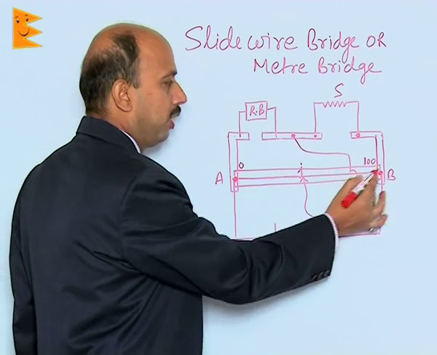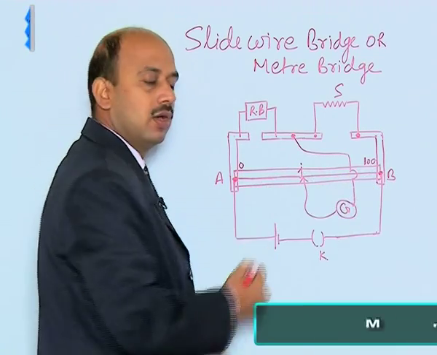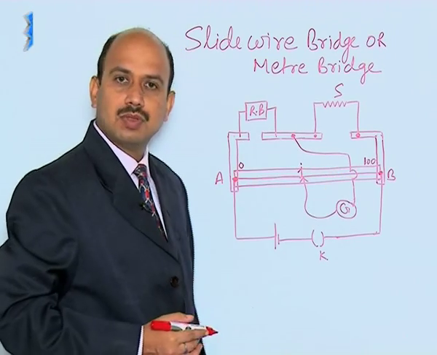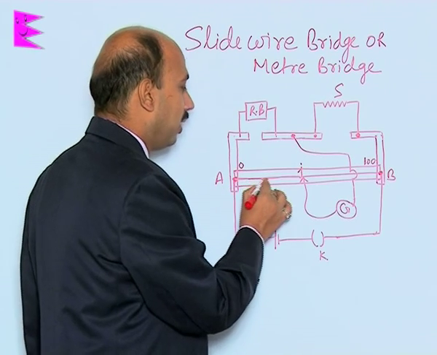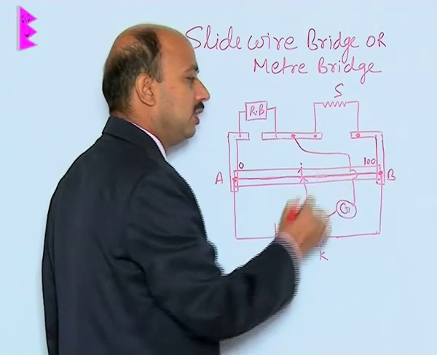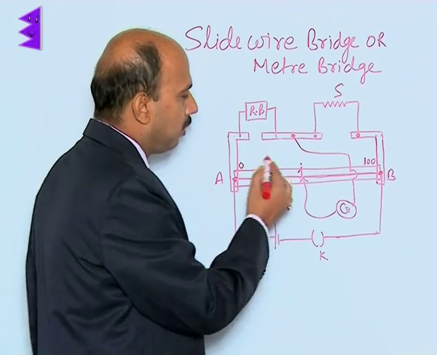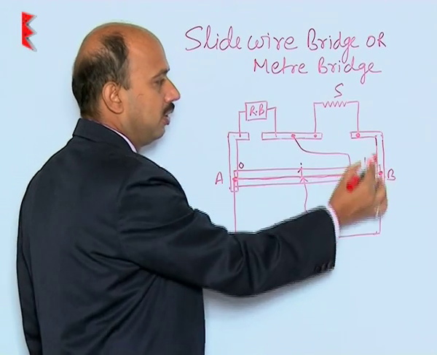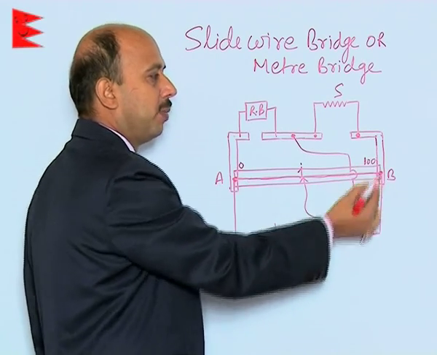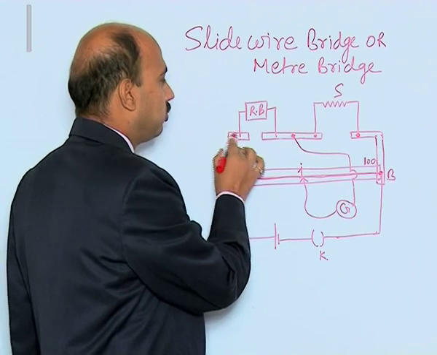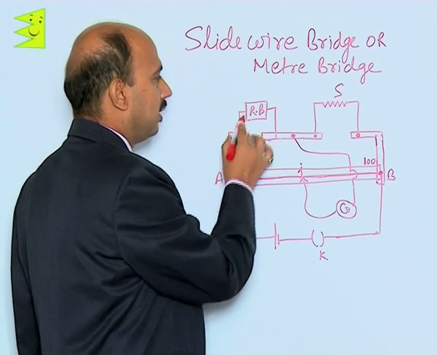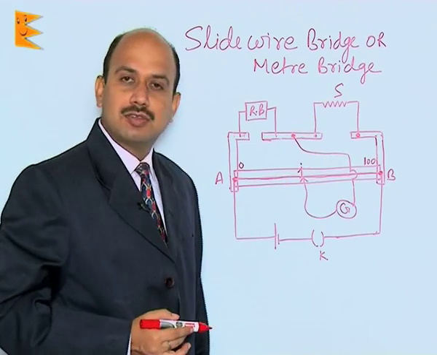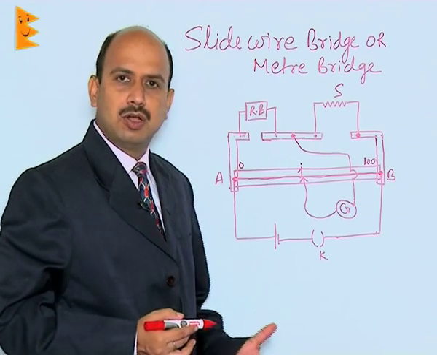There is a wooden board here, this one. This wooden board has got a scale of 1 meter, 0 to 100 divisions, and there is a wire, 1 meter wire, stretched between these two ends. This wire is made of manganese or Constantan alloy, and there are the copper strips here. This is a horizontal board and these are the copper strips. In this gap a resistance box is connected, and in this gap a wire is connected whose resistance has to be measured. Resistance or resistivity also we can measure.